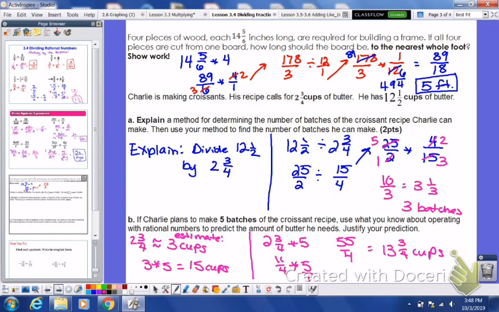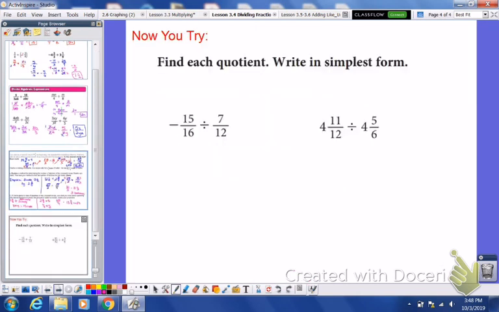So last up, a couple quick now you tries. I want you to find the quotient for each, one where we just have 2 fractions and one where we have some mixed numbers. Make sure you write them in simplest form.